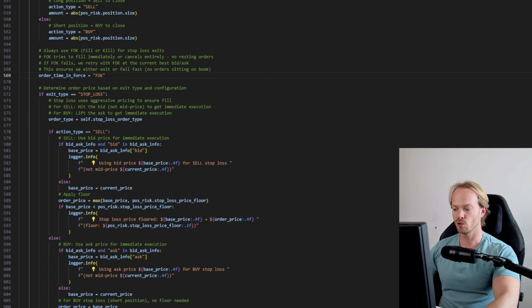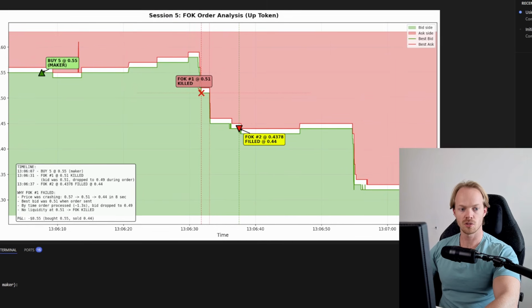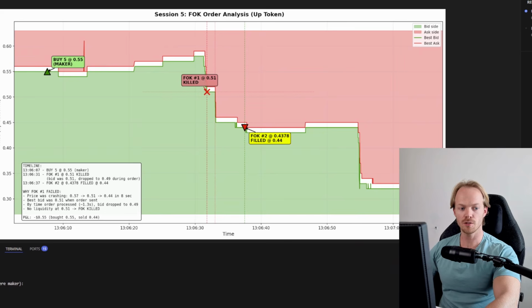And I will show you what happens in here. So you can see here, this is a real trade I did. So I've been doing real trades, not actually to try to make money, but just to see how the stop loss works that I've implemented. So what I did is I did a maker order first. Doesn't really matter if it's a make or take in this case. So I buy 5 at 0.55, and then the position monitor monitors the position and looks for the P&L.